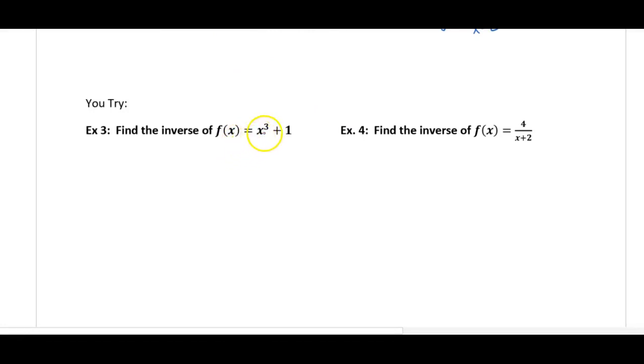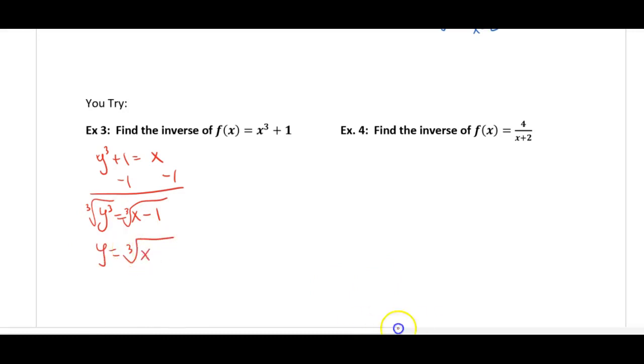So the first example here, all right, what we're going to do is interchange the variables. So we're going to say y to the third plus 1 is equal to x. And now I'm going to solve for y. I'm going to subtract 1. Y to the third is equal to x minus 1. How do I get rid of the exponent 3? I take the cube root. And y is equal to the cube root of x minus 1.